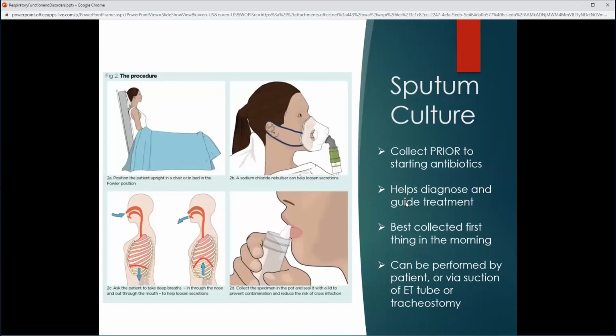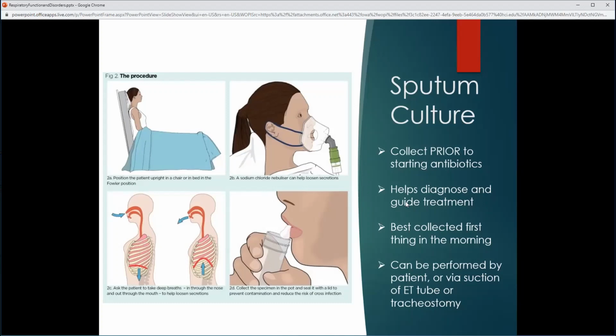Sputum culture is another assessment. You're going to do that prior to antibiotics. We already talked about that. If it's a UTI, I'm going to do a urine culture. If I want a blood culture, cultures come before any treatment, before antibiotics.